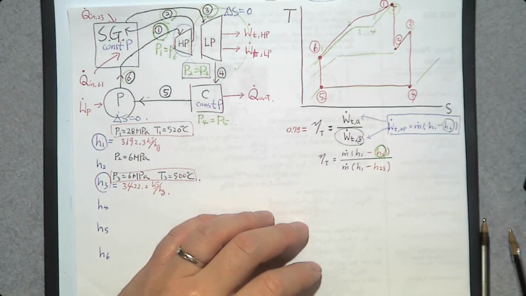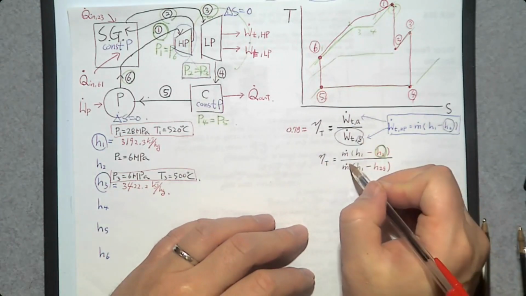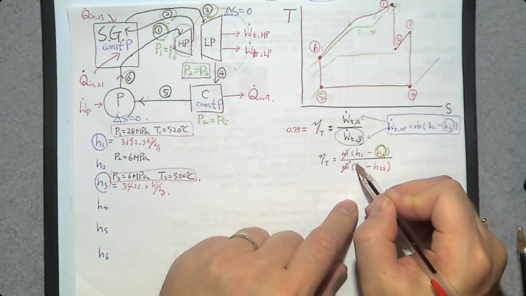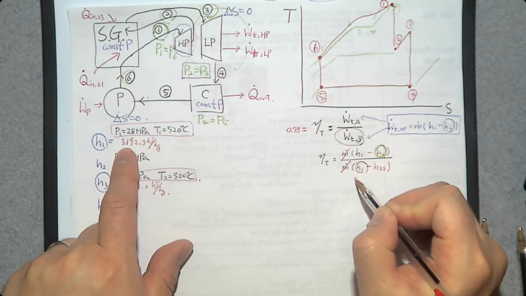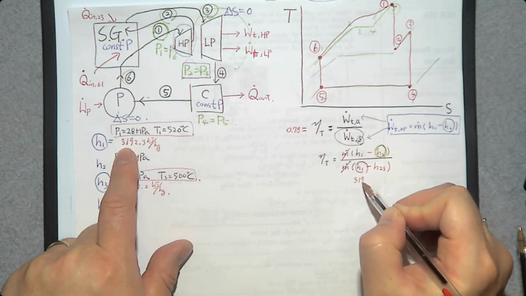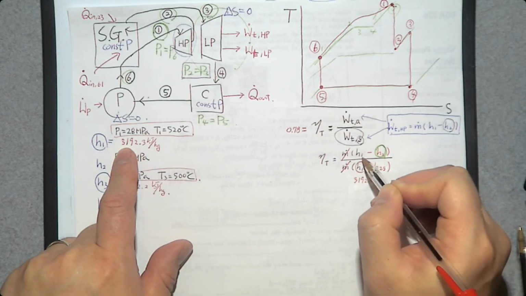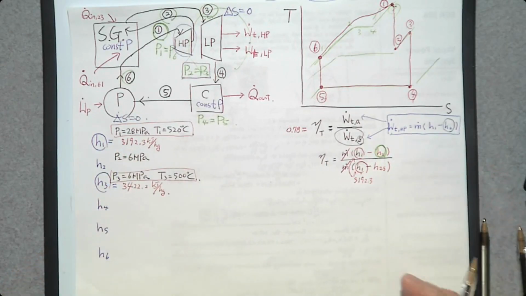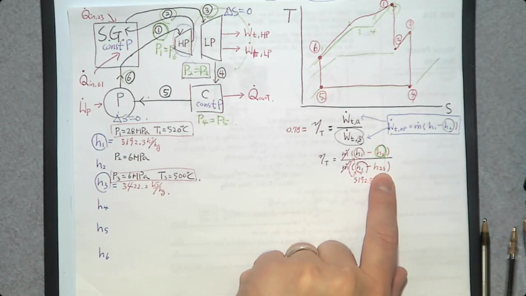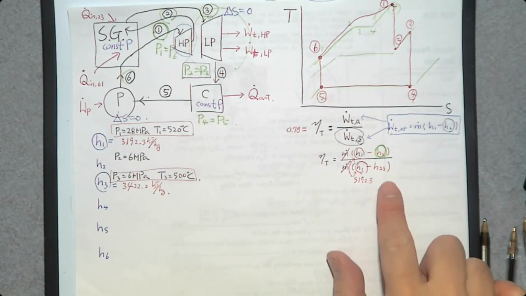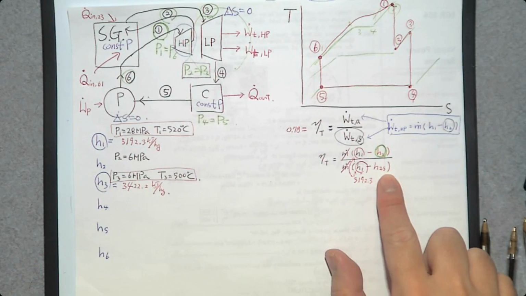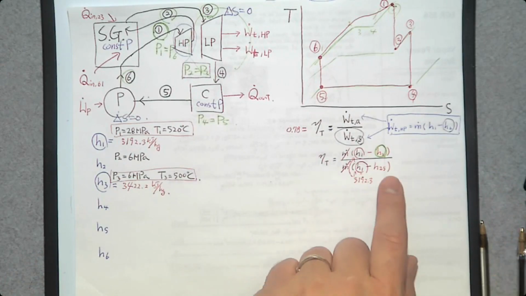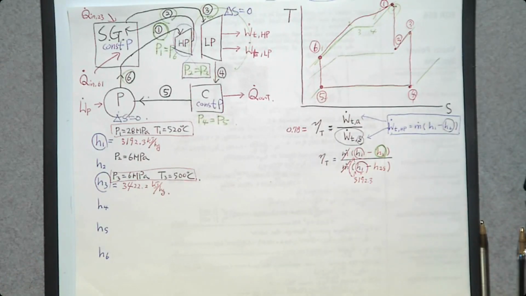Then, by the way, we can cancel m dot out, and we already know what H1 is here, 3,192.3. Same goes here. And can we determine H2S? Yes, we can. We can assume that the entropy does not change between 1 and 2, and that's how you can determine H2S. So let's do that.